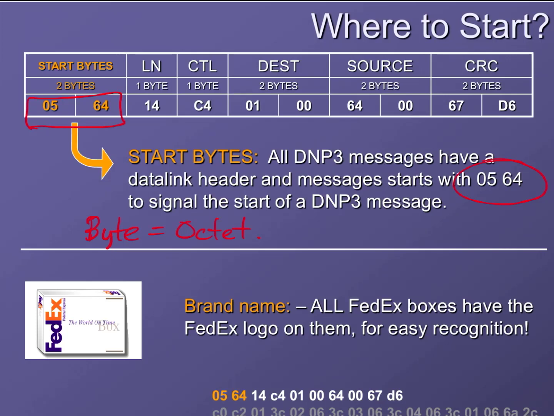This is where the analogy has been for FedEx: it's the label on the outside of the package. How do we know it's a FedEx or a Canada Post package? Well, it's by the markings or icon, if you will, on the box. You can consider that to be the DNP icon on this message, indicating, hey, this is a DNP message. It has start octets or start bytes of 0564.